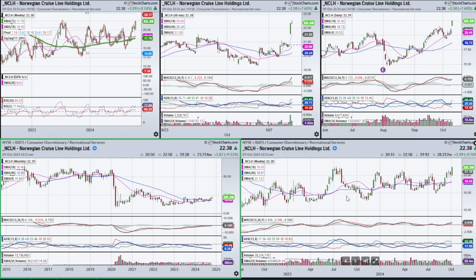Now, another way to look at this is to maybe play NCLH, similar pattern, but this is more of the small mid cap version of these cruise lines. And I think the pattern looks really attractive. Same kind of concept, low ADX, good overall look to it. Definitely worth evaluating both of those.